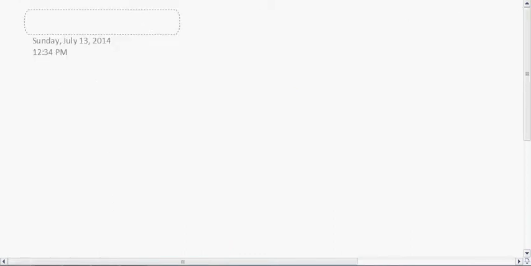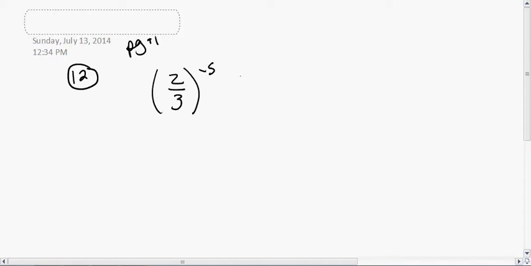I'm going to just get another piece of paper here, some of my magic paper. This is number 12 on page 91. I've got 2/3 raised to the negative 5th power, and I've got 2/3 raised to the power of 4.